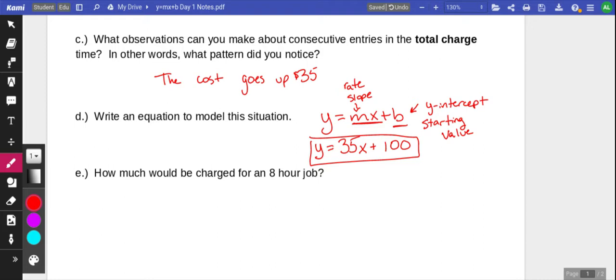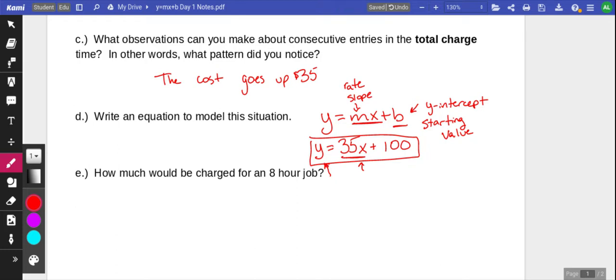All right, and it's asking, how much would we charge for an 8-hour job? Well, are we going to plug that in for y or for x? Okay, think about that for a minute. Y is our total, the total amount of money. X is the number of hours that we're plugging in. We're multiplying it by 35, so we're thinking, 2 hours times that $35 or whatever. Y is going to be the total amount of money.